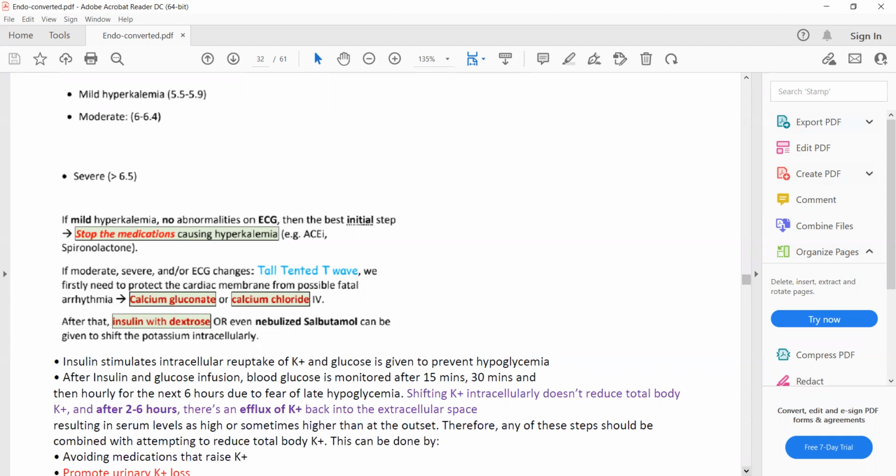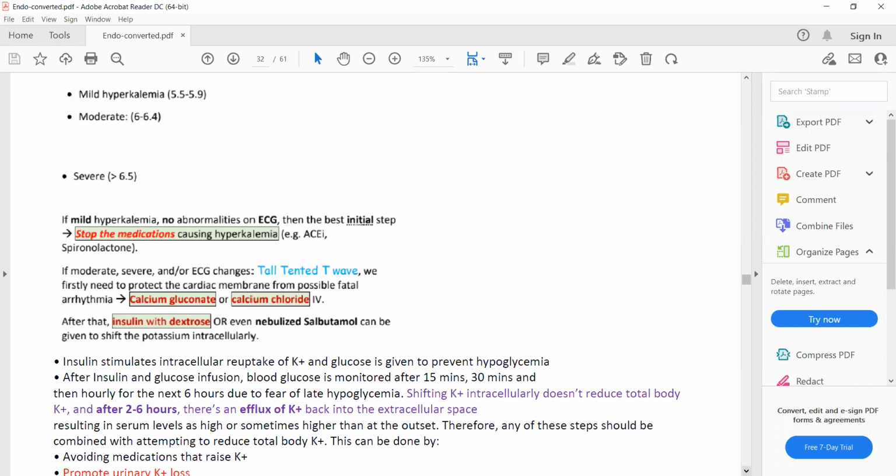So what medication can cause hyperkalemia? ACE inhibitors, ARBs, and spironolactone. Yes, that's right. Three drugs can cause hyperkalemia: ACE inhibitors, ARBs, and spironolactone. So if a patient presents with mild hyperkalemia and he is taking these drugs, then you will stop the medication.